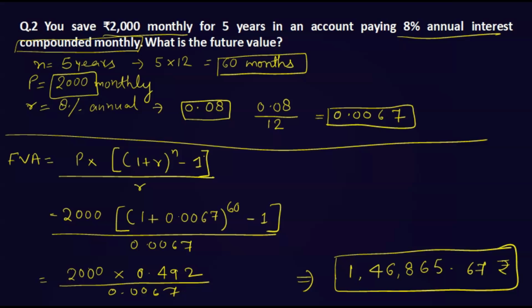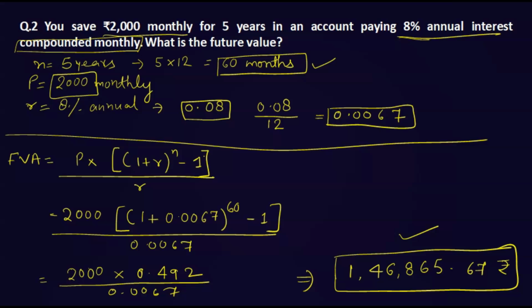Okay, what have we invested? In the beginning, we invested 2,000 rupees monthly for 5 years. With 60 months in total, 60 into 2,000 is 1,20,000. So 1,20,000 is invested, and with an 8% annual interest rate, we got 1,46,865. Like this, we can convert present value to future value. We can find out if we invest some amount today, what we are going to get in the future.